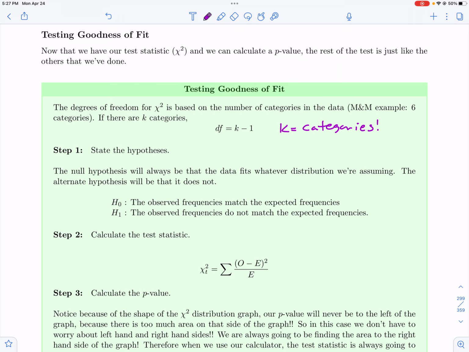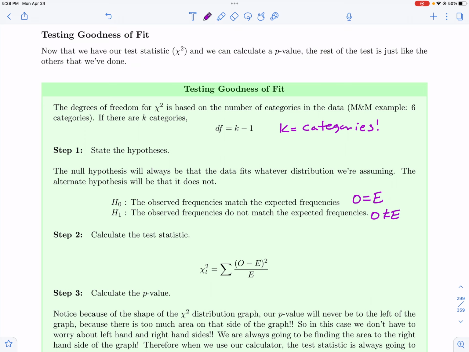All right, so our hypotheses. Another nice thing about hypothesis testing with chi-squares is that these claims are always going to be exactly the same. We don't have to worry about anything different. The null hypothesis will always be that the data fits whatever distribution we're assuming. The alternate hypothesis will be that it does not fit. So in this case, the observed frequencies match the expected frequencies, or the observed frequencies do not match the expected frequencies. Or if you wanted to simplify these, we could say that O is equal to E, or O is not equal to E.